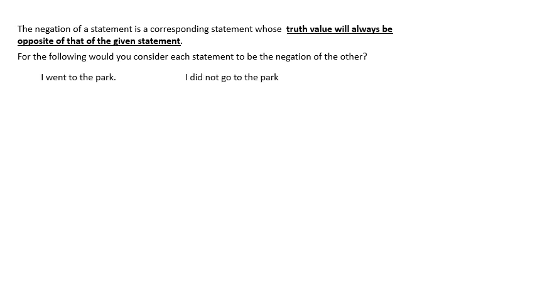I went to the park. I did not go to the park. Negations? Well, if I do go to the park, this is true, and so this one's false. If I don't go to the park, then this one's false, and this one's true. So their truth values are always opposite of one another, so yes.